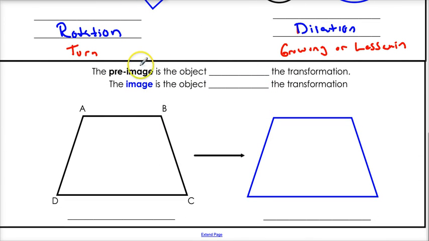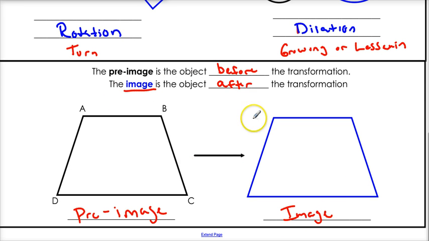All right, now there's some good vocabulary you should learn. All right, there's the pre-image and the image. The pre-image is the object before the transformation. All right, before the transformation is our pre-image. So if we look over here, we have A, B, C, D. All right, this is our pre-image. Nothing has happened yet, but it's been translated over. All right, and after the transformation, we call that the image. So before is the pre-image, after translation is called the image. So this is our image.